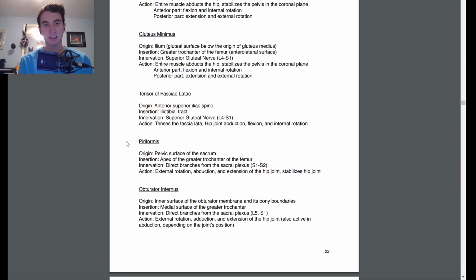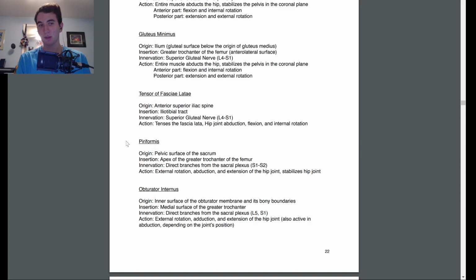So it originates at the anterior superior iliac spine, inserts at the iliotibial tract, innervation is by the superior gluteal nerve, L4 to S1, and the actions are it tenses the fascia lata, the hip joint, abduction, flexion, and internal rotation.